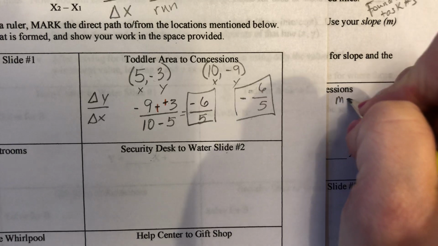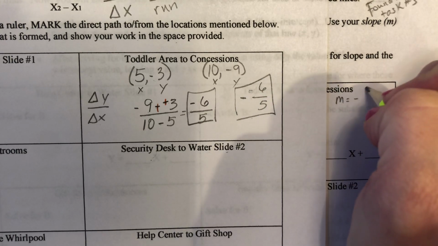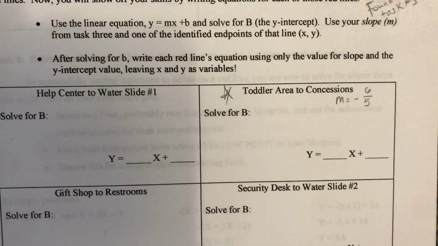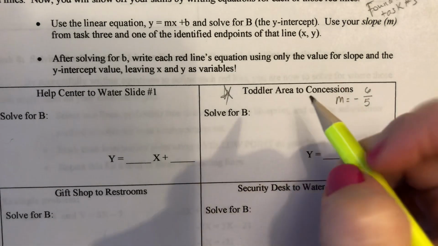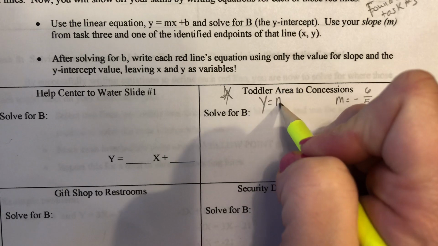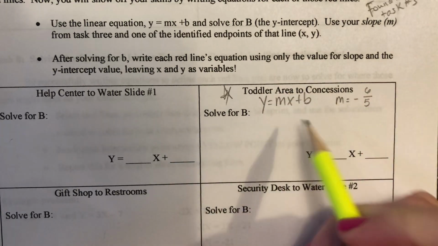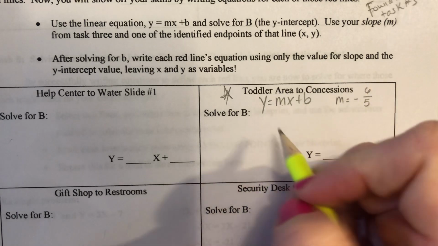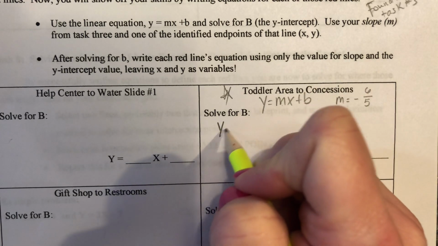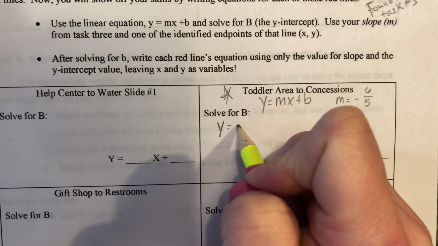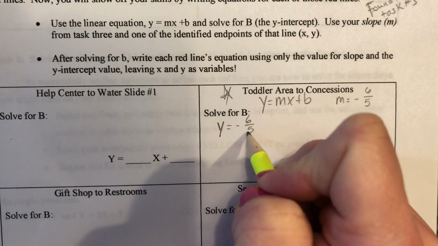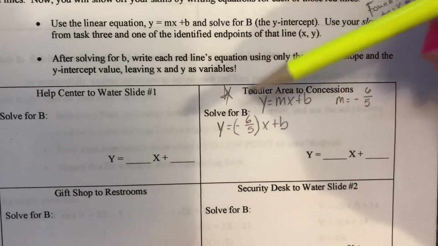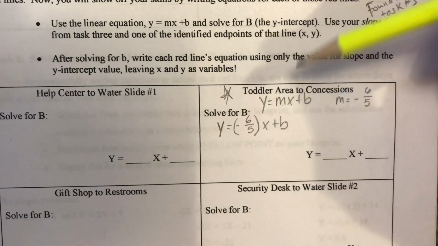So I'm going to write here, just so I don't forget, m equals -6/5. That was our slope. Again, we are going to write it in y equals mx plus b. We already have m. It is -6/5. So I know it's going to be y equals -6/5 times x plus b. Again, we're solving for b. We don't know what this is.